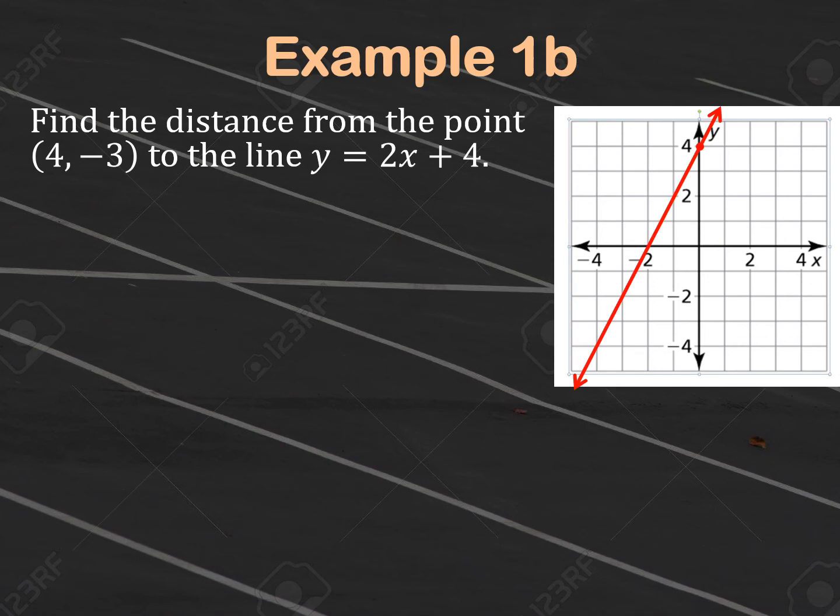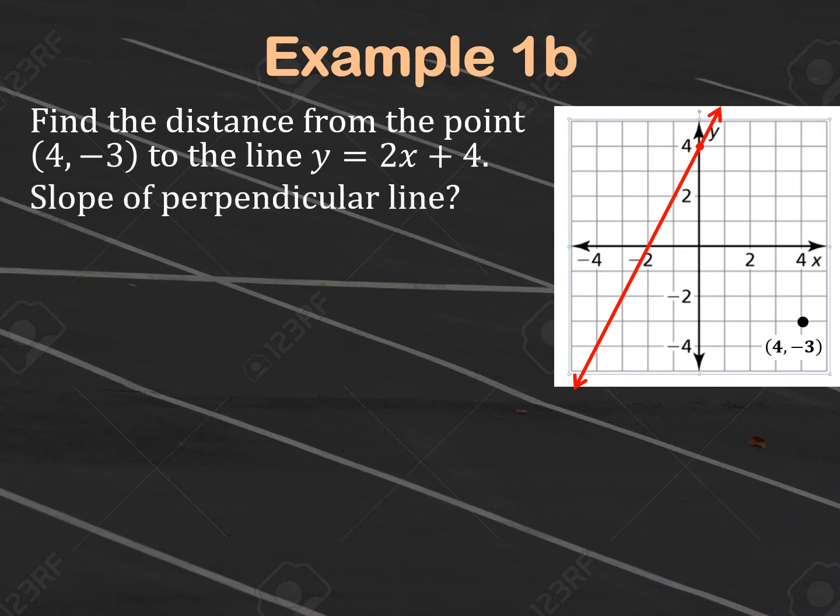What's the slope of this line? Well, it is 2. Okay, so there's 4, negative 3. You want the distance between 4, negative 3, that point on the bottom right, to that red line. So the slope of the line perpendicular to y equals 2x plus 4, you need to take the negative reciprocal of 2, which is 1 over 2, and flip the sign. So the slope of this new line is negative 1/2.